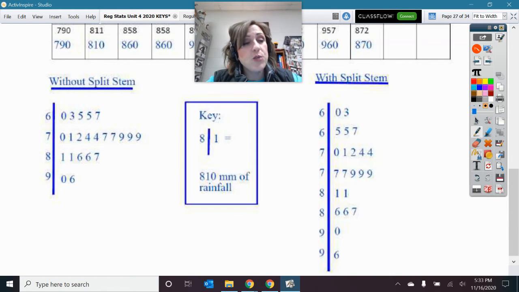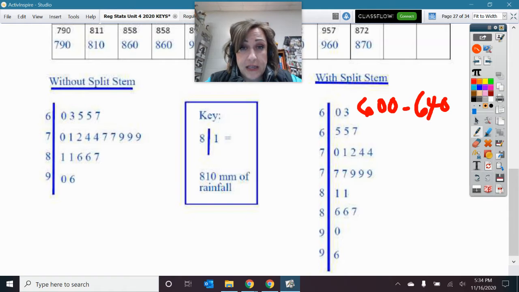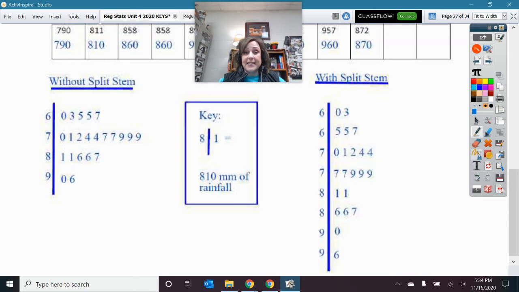Okay. So there's what it looks like if you did not split the stems and you just did 6, 7, 8, 9. If you happened to split your stem, then here's how that would have looked: 6, 6. So this would be 600s up to the 640s. Go in that bin. And then this bin contains the 650s up to the 690s. Okay, in that bin, and so on. All right, and that's how that would have come out. Moving on. And notice when I did my key, I put the context here.